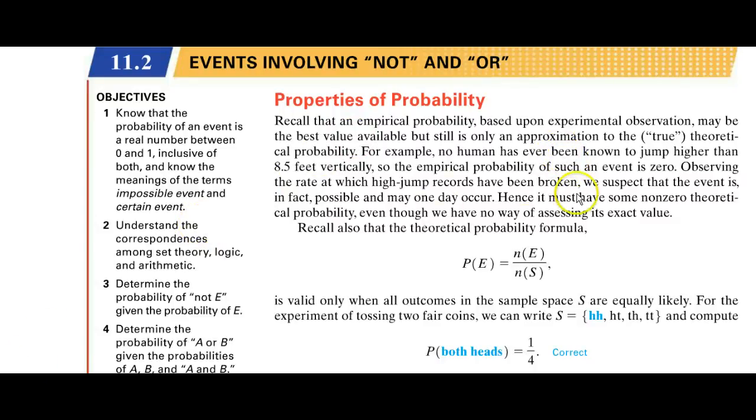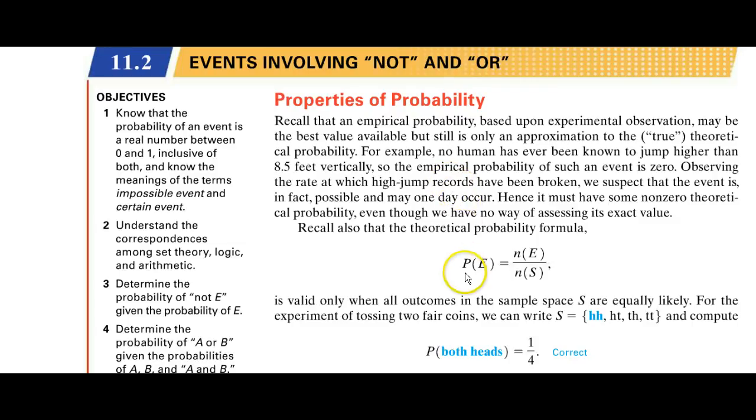So in our introduction here, they're saying that often we may not know the absolute limit of something, so often we base what we observe on empirical probability, which approximates the true theoretical probability. And they give the example, it says, so far, no human has ever been known to jump higher than 8.5 feet vertically. So empirically, the probability of someone doing that would be 0, since that's not within the sample space. But that's not saying that someday that may not occur.